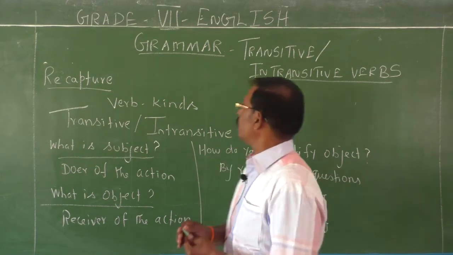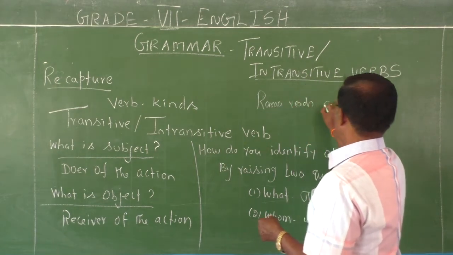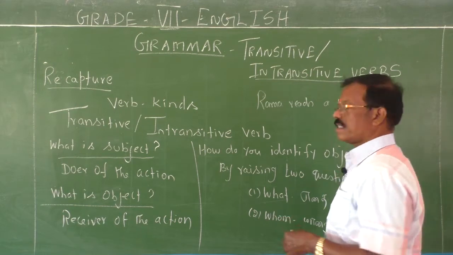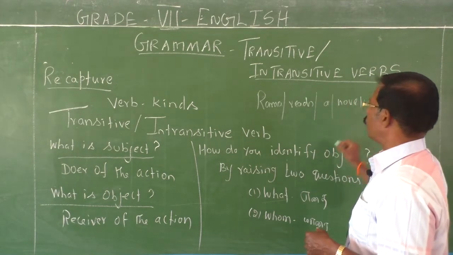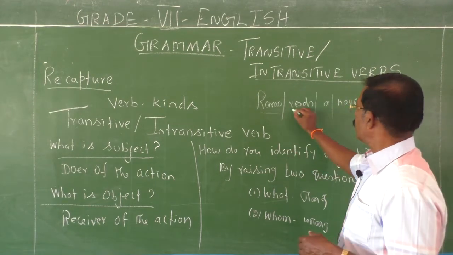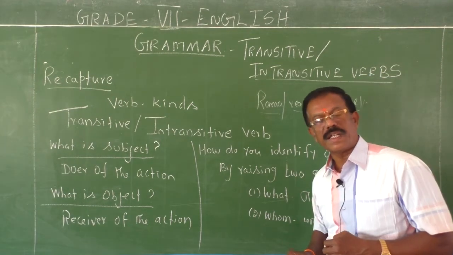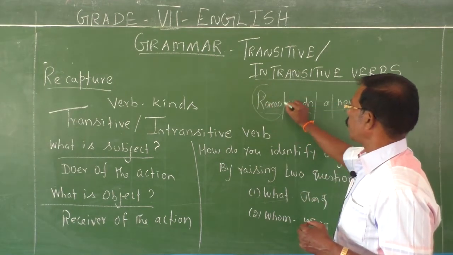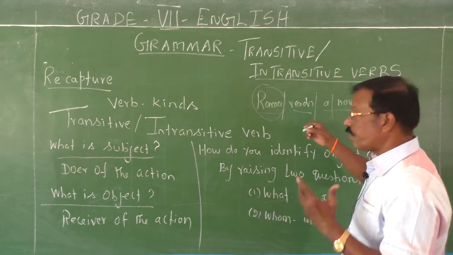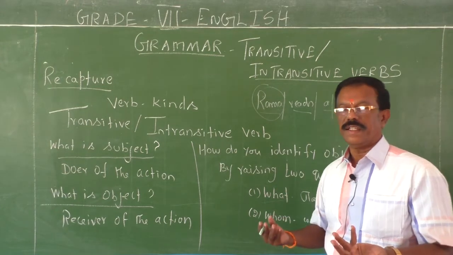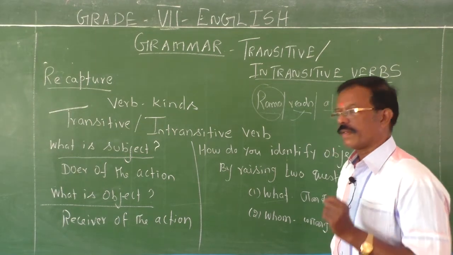For example, in a sentence, Rama reads a novel. This is a sentence. It completes the sense. In this sentence we have 1, 2, 3, 4 words. Rama is a subject. Reads is a verb, and a novel is a noun, it is an object. Here Rama is a doer of the action. What work he has done or what work he performs here? The work of reading, the action of reading. So he does the work reading, therefore he is the doer of the action. So subject is the doer of the action.